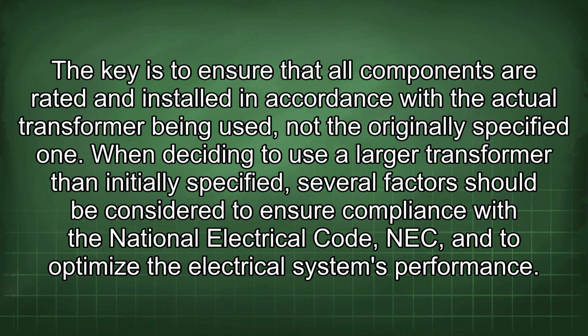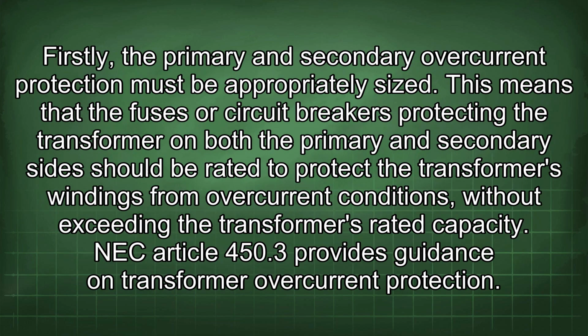When deciding to use a larger transformer than initially specified, several factors should be considered to ensure compliance with the National Electrical Code, NEC, and to optimize the electrical system's performance. Firstly, the primary and secondary overcurrent protection must be appropriately sized. This means that the fuses or circuit breakers protecting the transformer on both the primary and secondary sides should be rated to protect the transformer's windings from overcurrent conditions without exceeding the transformer's rated capacity. NEC Article 450.3 provides guidance on transformer overcurrent protection.